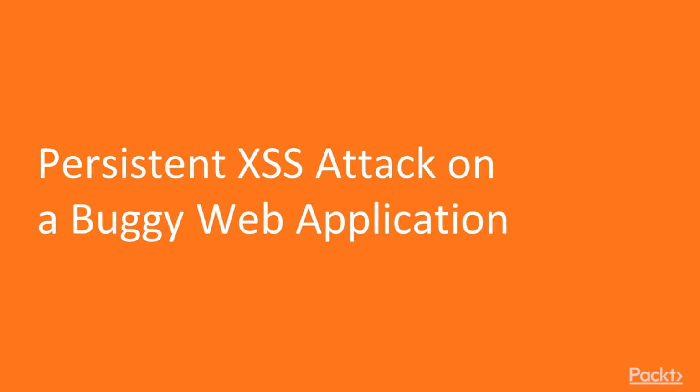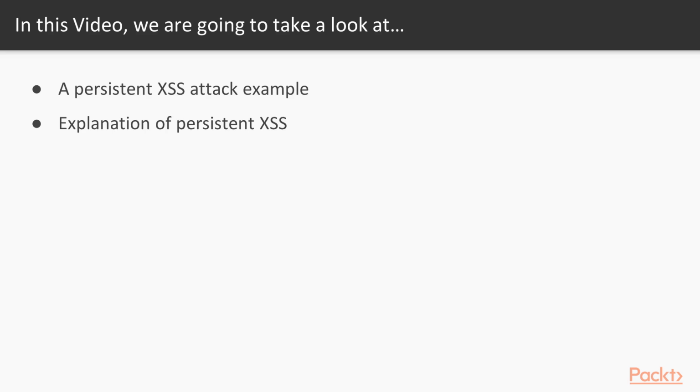Persistent XSS attack on buggy web application. So what we are going to take a look at in this video, we will learn about what is persistent XSS attack, and I will show you an example of how you can perform the persistent XSS attack on a web application. So first of all, you need to open Kali Linux operating system, and inside Kali Linux open Mutillidae, and we are going to perform persistent XSS attack on Mutillidae.